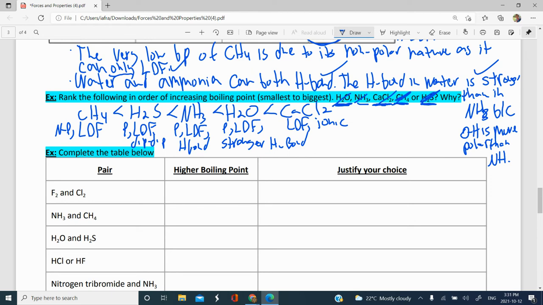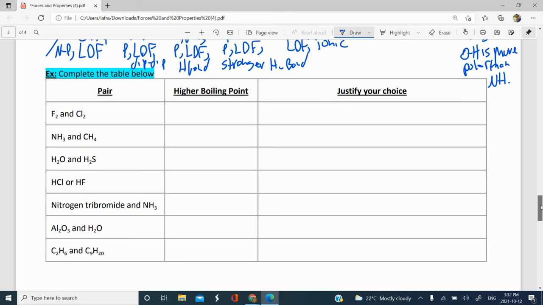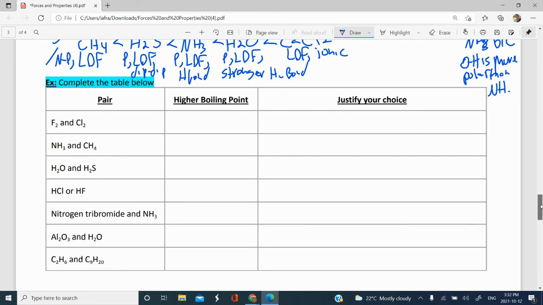So basically, I put my correct order here, and I put my explanations here for each one of them. And you have similar questions over here where you have to classify which one has the highest boiling point, and then to justify your choice. So actually, I think we can try this out now in this video. You can pause the video and check your work afterwards just to make sure you're on the right track.